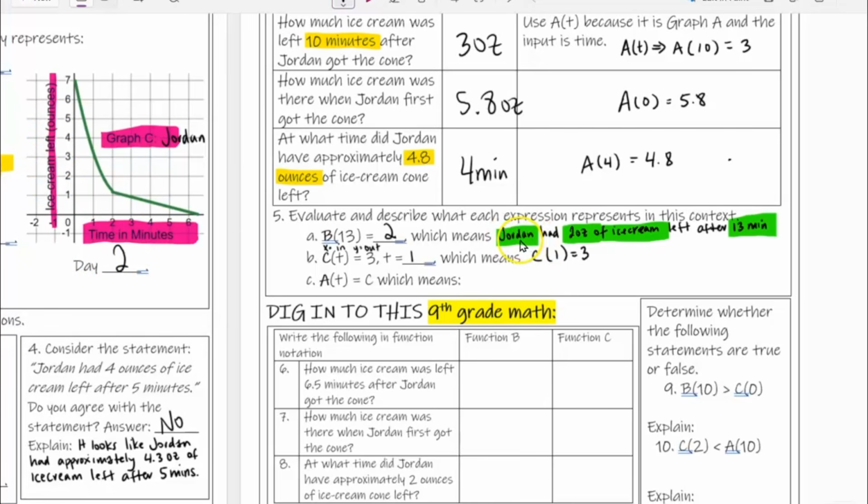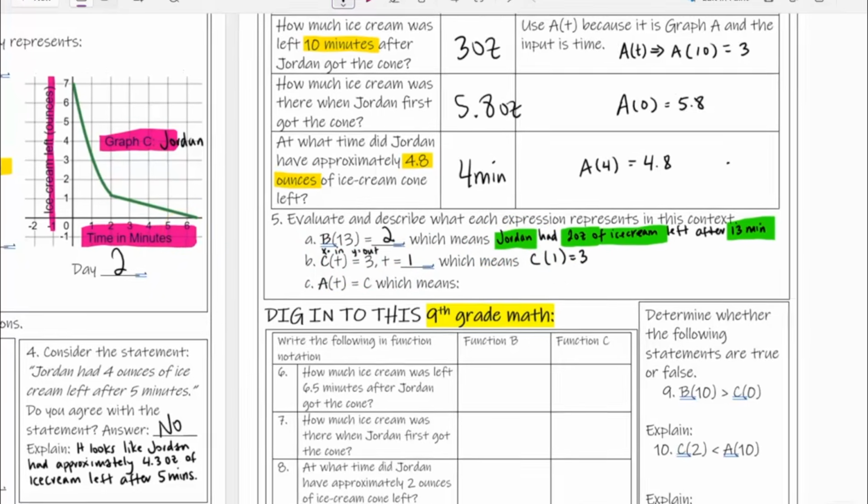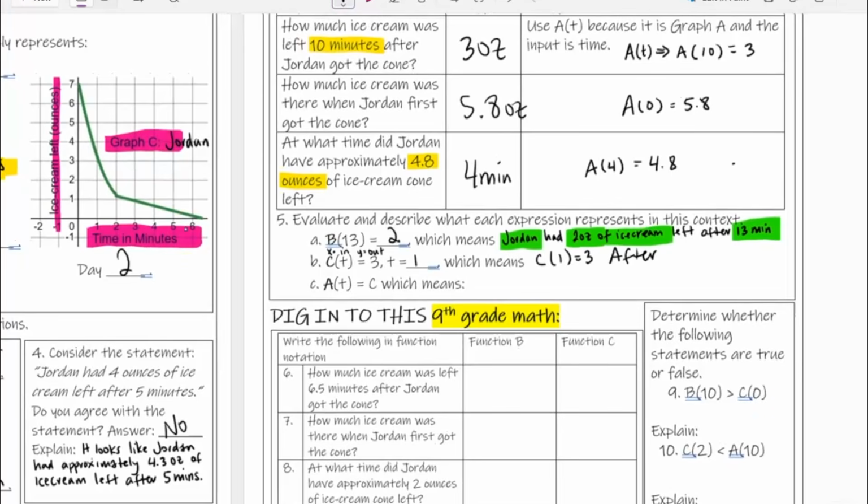Since I started that one with Jordan, I'll go in a different order. I'm going to say after 1 minute, so we can go ahead and write that down. It's a different sentence, but it's the same thing. After 1 minute, there were 3 ounces of ice cream left in Jordan's bowl. Again, all 3 pieces of information are there. Here's my x-axis, here's my y-axis, and here's the person's name.